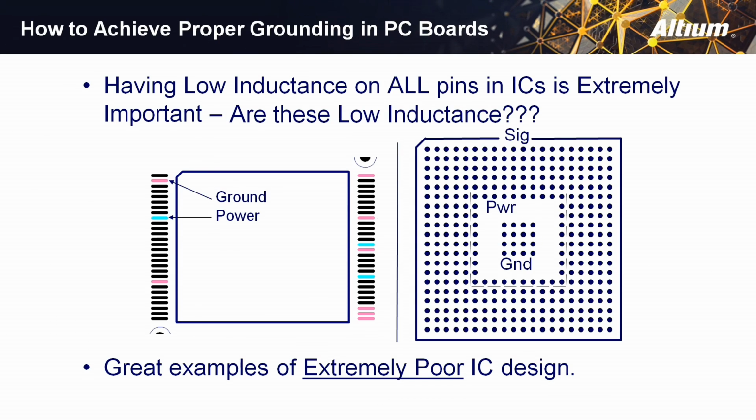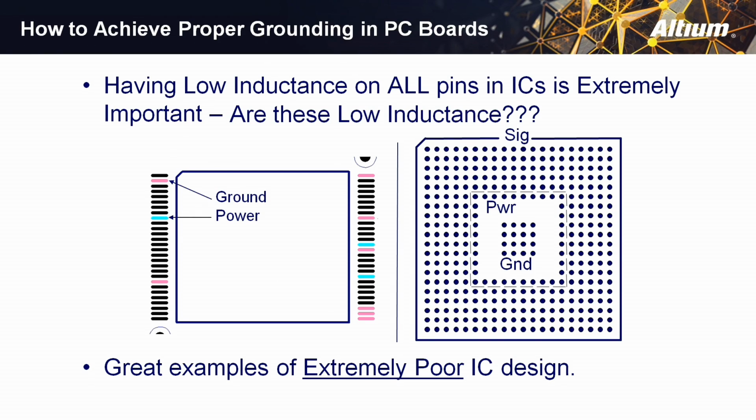In the case of both of these ICs, even power is going to use some of the signal pins, especially in the IC on the left. Even power is going to use some of the signal pins as a return path because that's a lower inductance path than the ground pins of the IC. These are not well-designed ICs.